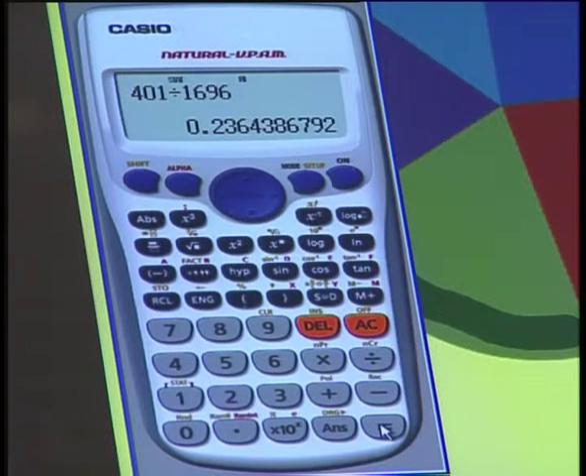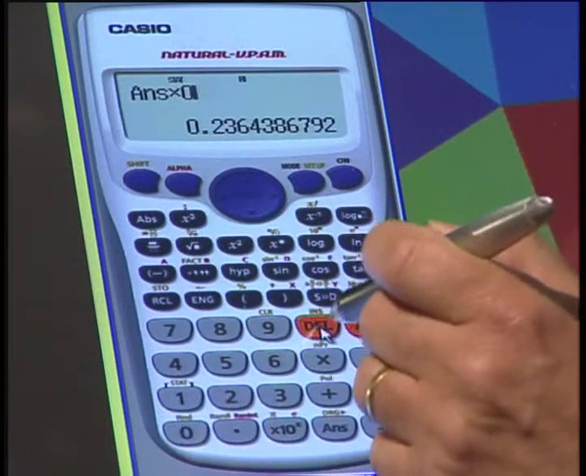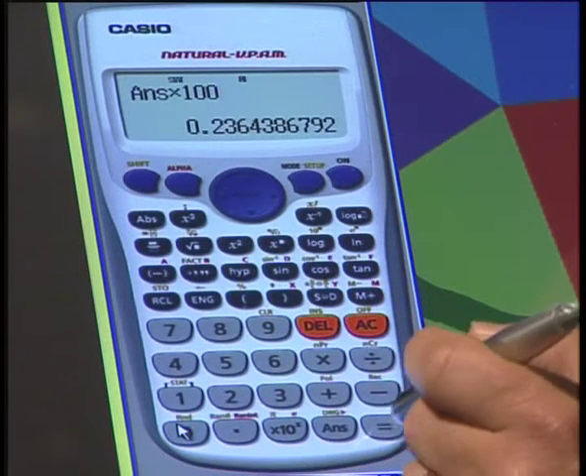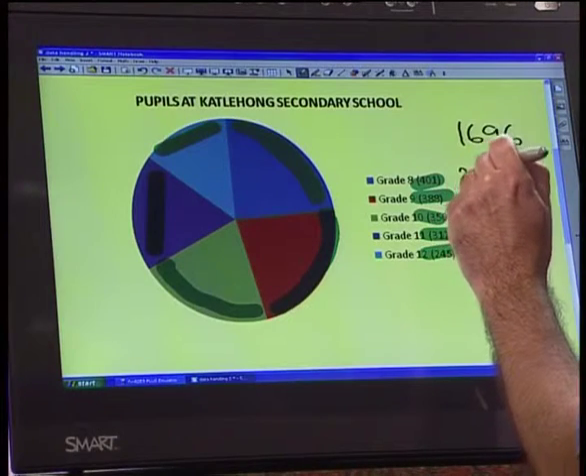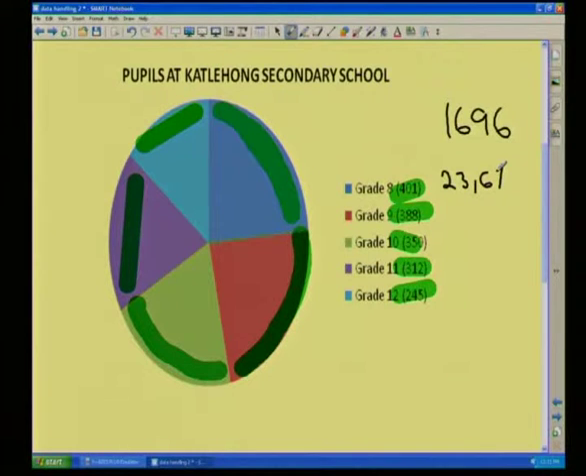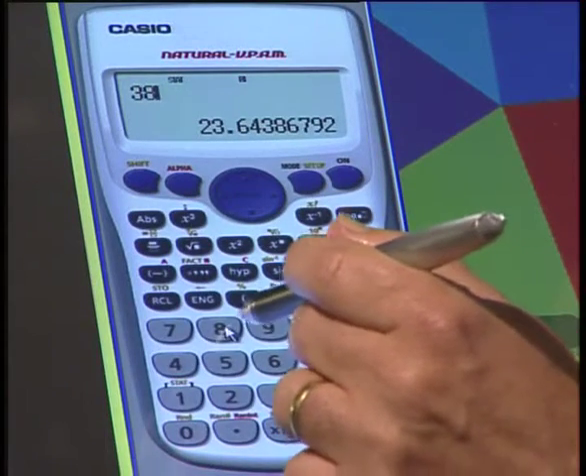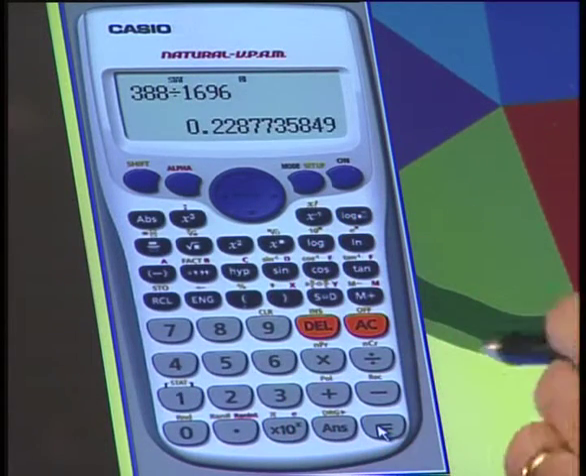That gives us an answer of 0.23. To get the percentage, we multiply by 100. That's 23.6%. We can do the same for the grade 9s, and I'm going to quickly do these calculations for us. 388 students divided by 1696. That gives us 22.9%. Remember, I have to take that number and multiply by 100.